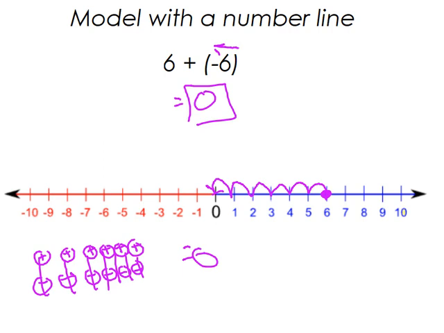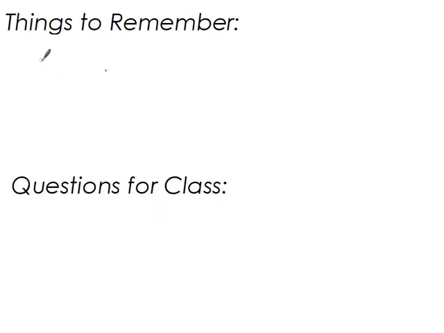Okay, please remember to jot down things to remember. If you want to jot down talking about moving left on the number line or moving right: move left on a number line when you are adding a negative. Move right when you're adding a positive. You also might want to jot down that a positive and negative cancel each other out because they equal 0.